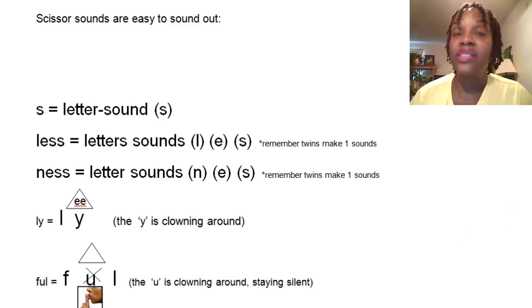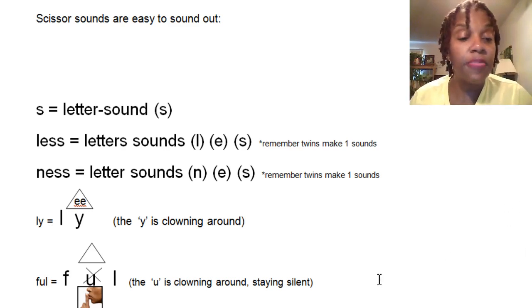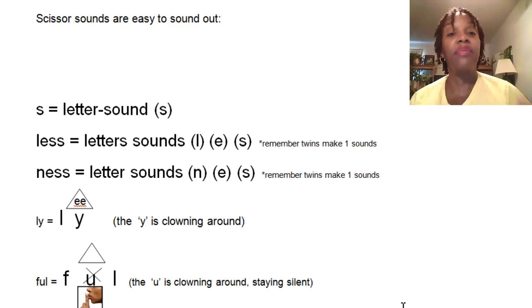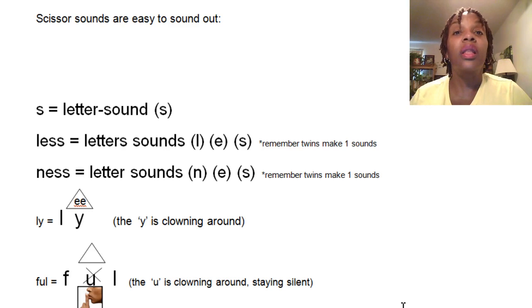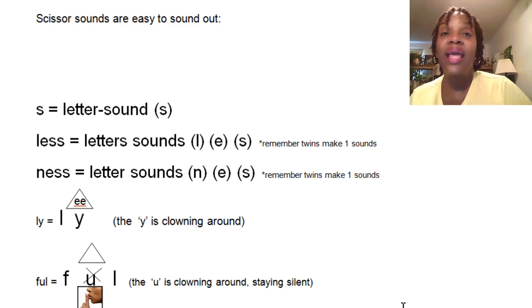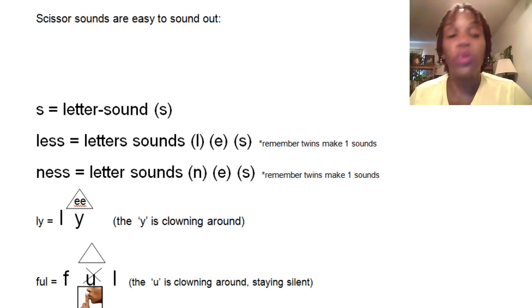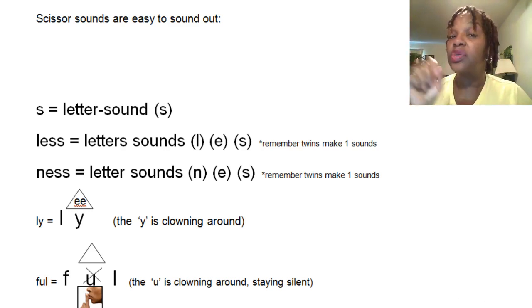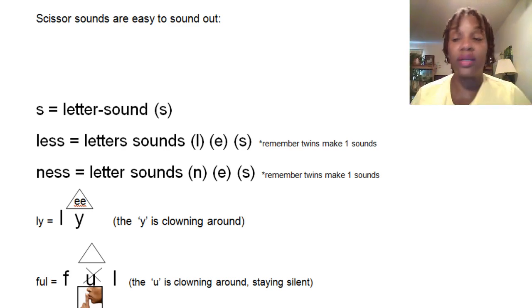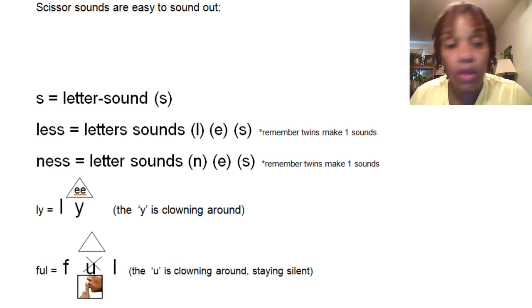And the very last scissor sound we're going to learn in today's class is ful. And to pronounce this team of 3 letters is full. Ful. It's like you're making the letter F sound and the letter L sound. The U is clowning around, being silent. Okay, so we're going to learn all 5 of those scissor sounds today, but we're going to learn them one at a time. Okay, all right, so here we go.